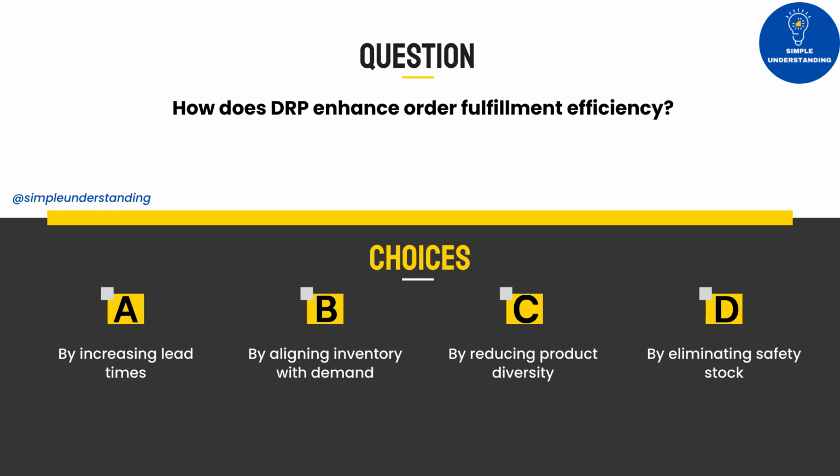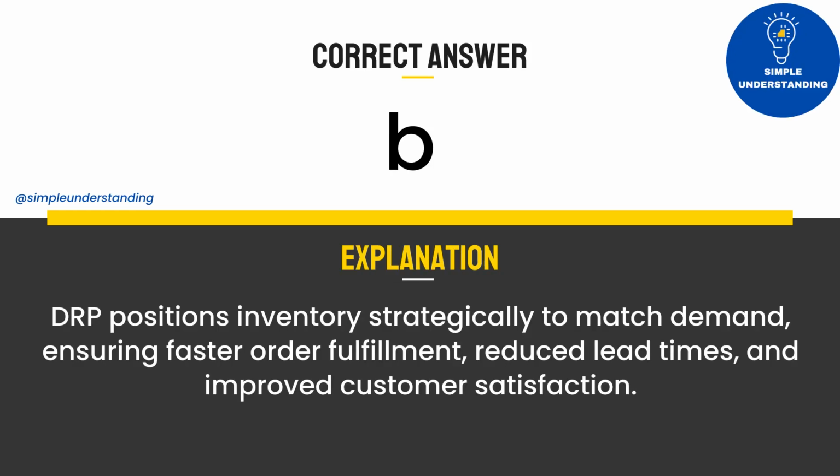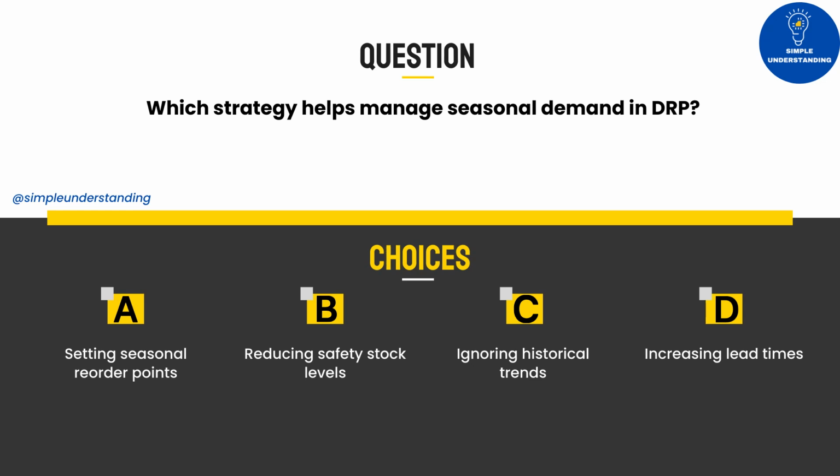B. By aligning inventory with demand. C. By reducing product diversity. D. By eliminating safety stock. Answer B. Explanation. DRP positions inventory strategically to match demand, ensuring faster order fulfillment, reduced lead times, and improved customer satisfaction.